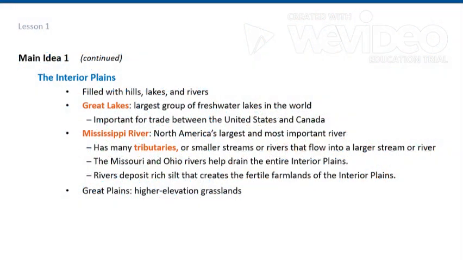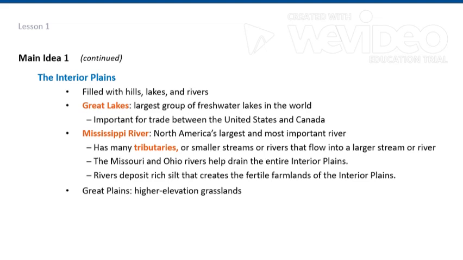The interior plains. As you travel west from the Appalachians, you come across the vast interior plains that stretch to the Great Plains just east of the Rocky Mountains. The interior plains are filled with hills, lakes, and rivers. The first major water feature that you will see here is called the Great Lakes. These lakes make up the largest group of freshwater lakes in the world. The Great Lakes are also an important waterway for trade between the United States and Canada.